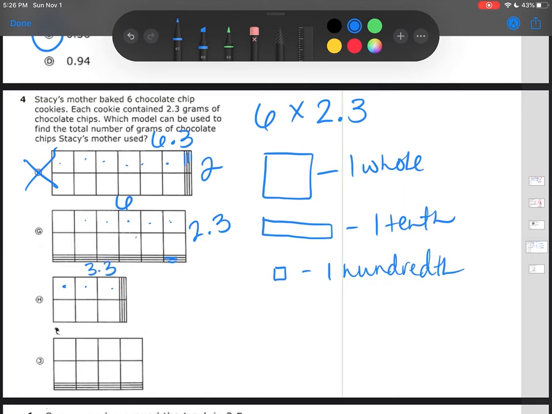H has 1, 2, 3 and 3/10 up top, and it's got 2 rows of it, so it'd be 3 and 3/10 times 2, which is not correct. J has 4 wholes, and then on the side we've got 2 and 3/10. So that'd be 4 times 2 and 3/10, which is not correct. So our answer would be G. G is the only one that shows an area model that matches this problem correctly.